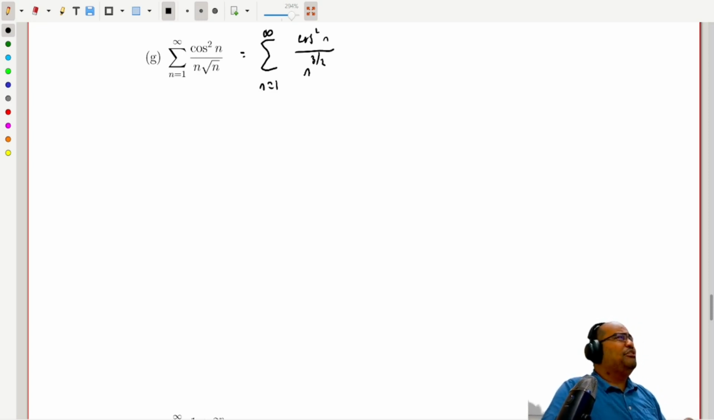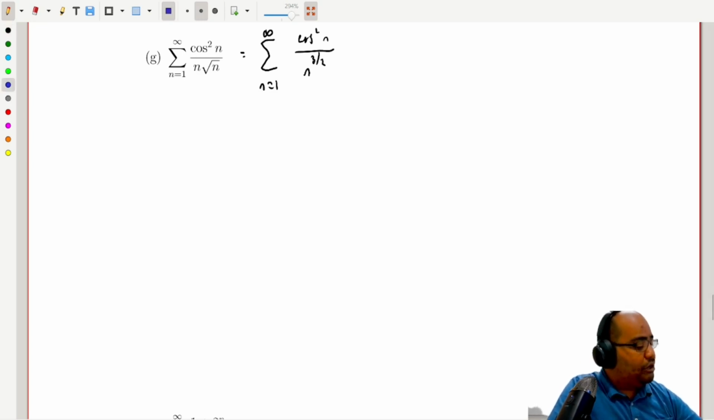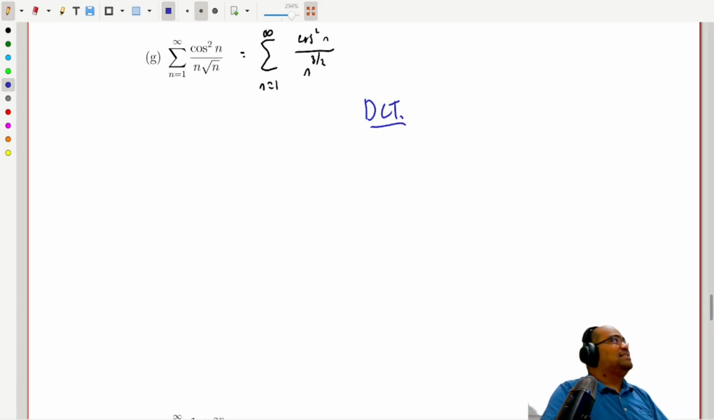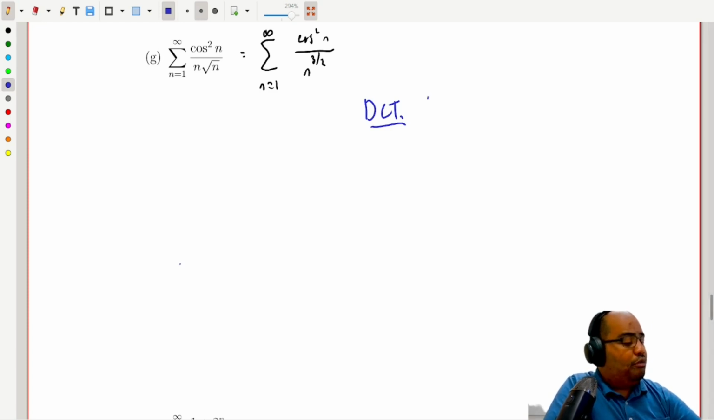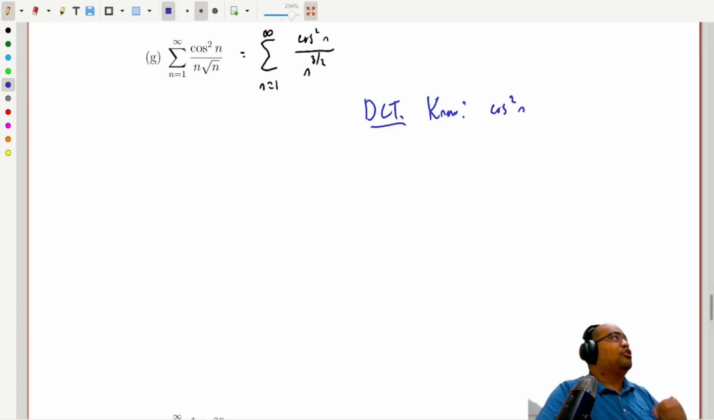Now, this one, I couldn't really think of a good way of doing this with limit comparison, but direct comparison is probably the powerful thing to do here. Direct comparison is very powerful here. And why is it really powerful? Well, we know the following. Here's something that we know. We know that cosine squared of n, the cosine function is bounded above by 1. It can get no bigger than 1. So, we have that inequality.